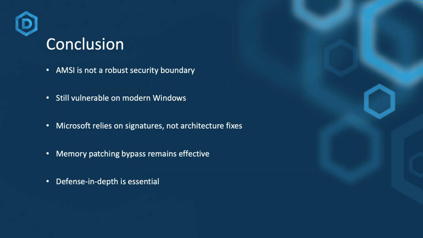So for our conclusion, AMSI, even though it's a great protection and a great concept for handling fileless malware, is really not that robust when it comes to simple bypass techniques like memory patching. It's still vulnerable on the latest and greatest Windows versions, and Microsoft is just relying on string signatures and not actually fixing the architecture of how AMSI integrates within Windows.